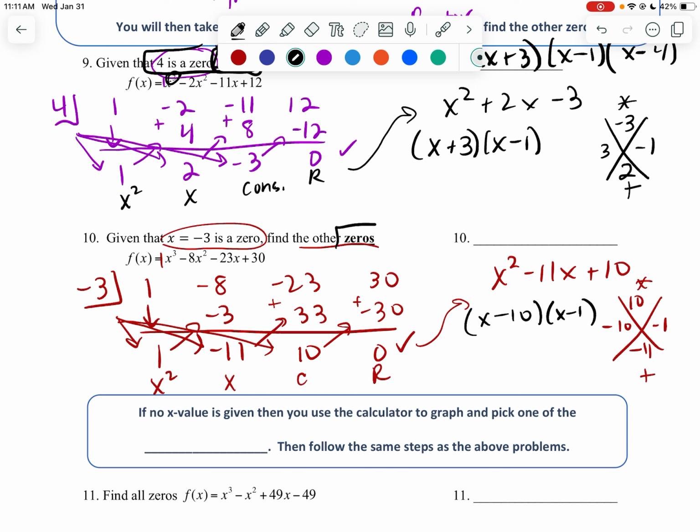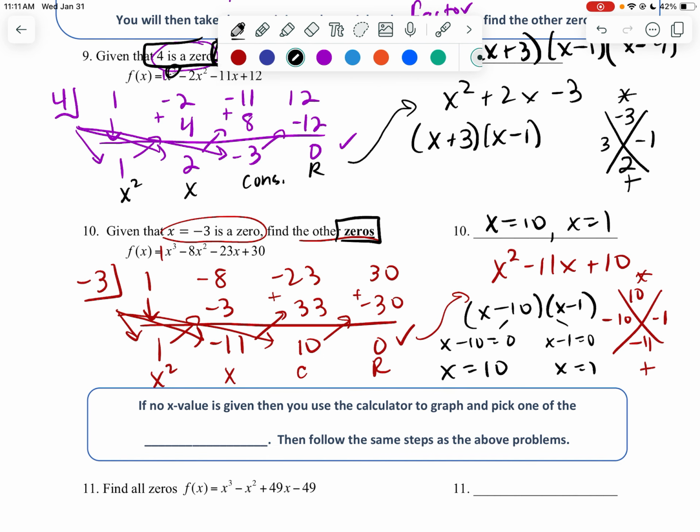This one, I want the zeros. So I need to branch these out, set them equal to 0. So we're going to get positive 10 for one answer, positive 1 for the other. But remember, there's supposed to be 3. That's my degree. So just remember we gave you the other one. And since that is a 0, no need to make it opposite, but those are my answers.